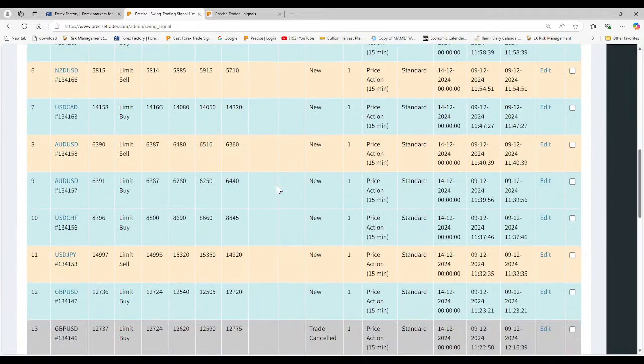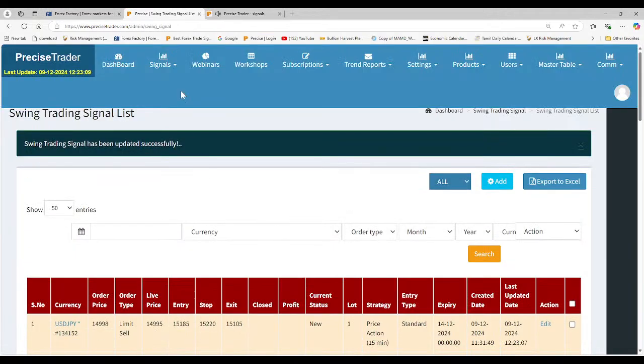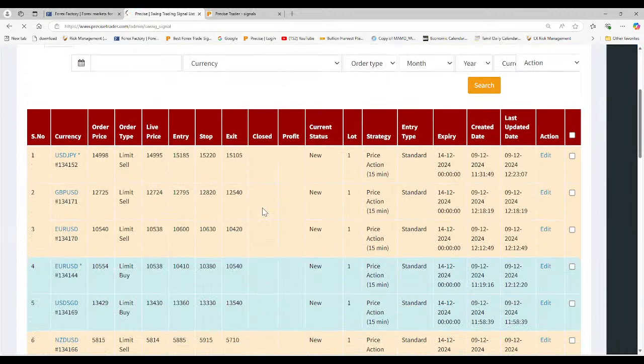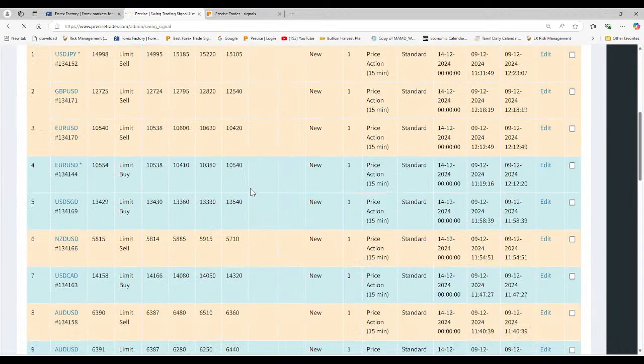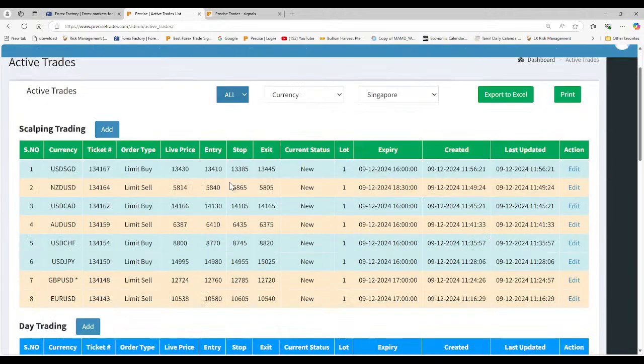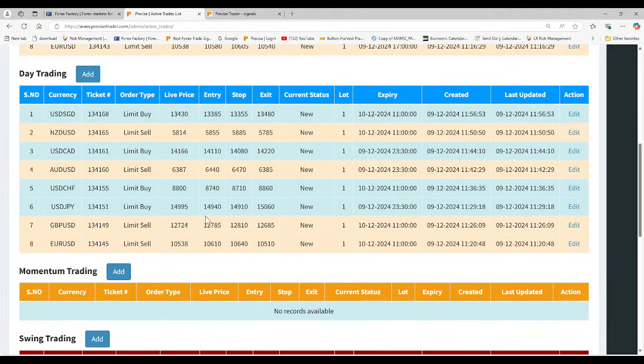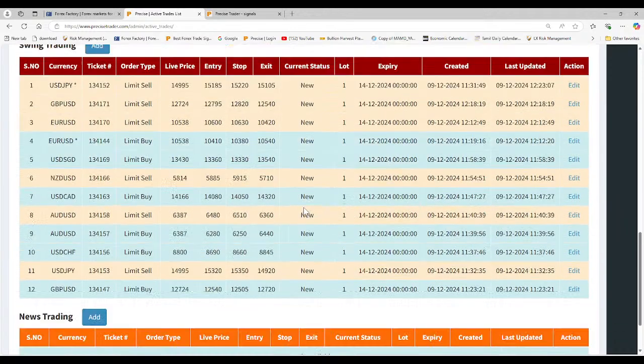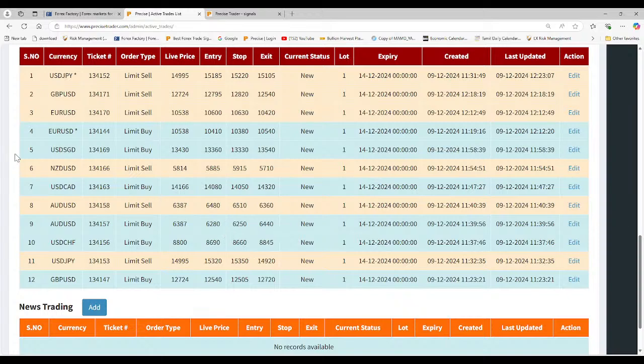Then we should be getting an amended buy signal on the dollar yen, because we are more on the buying side. So I think we need to give another signal as well. So we are trying to buy at 149.40 and exit at 150.60. So this is on the day call, and we don't have any signal on the swing call.